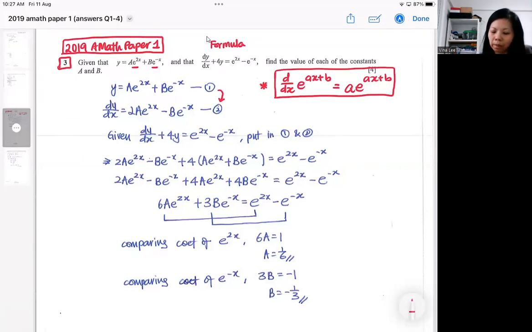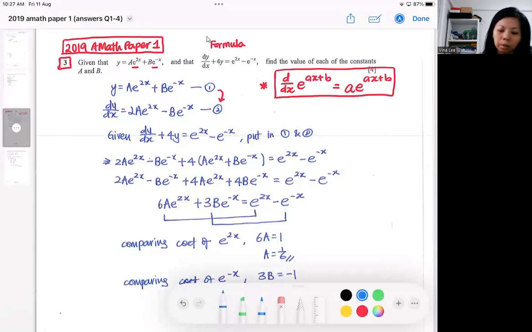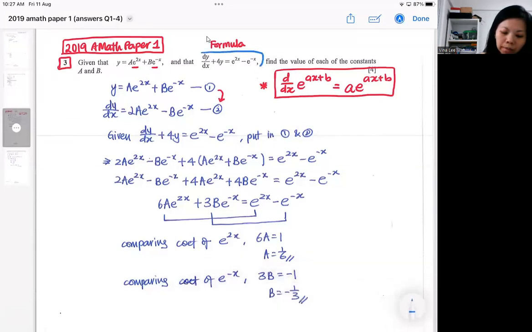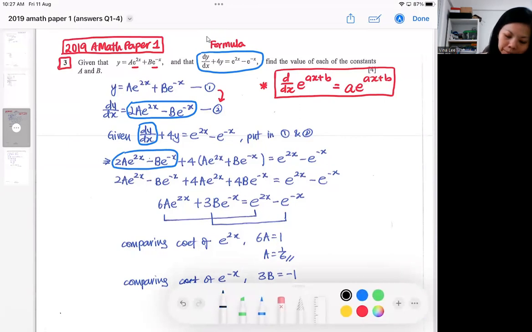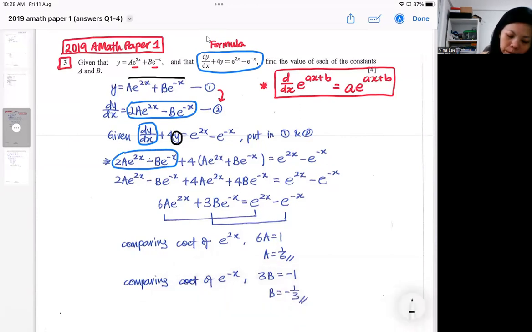The next thing is that some students will be confused. Then what do they do? You should see it like a formula, like an identity. So if you see it as a formula or identity, you try to input your dy dx. So I'm going to input the dy dx that I have gotten. That will be my dy dx here. And then the next one, I will input my y. This will be my y that I input.